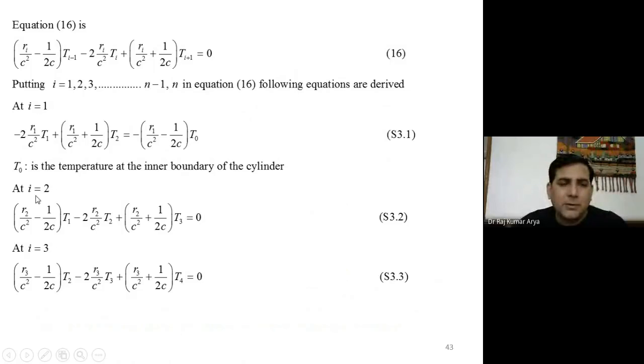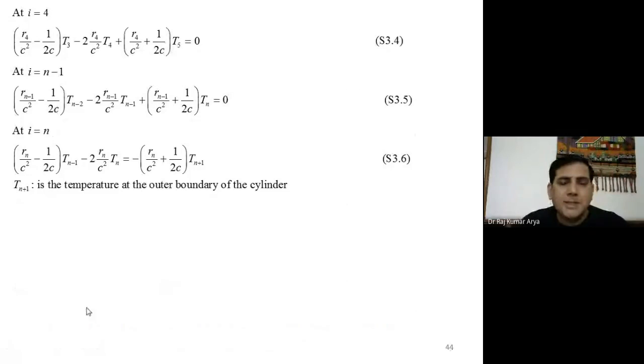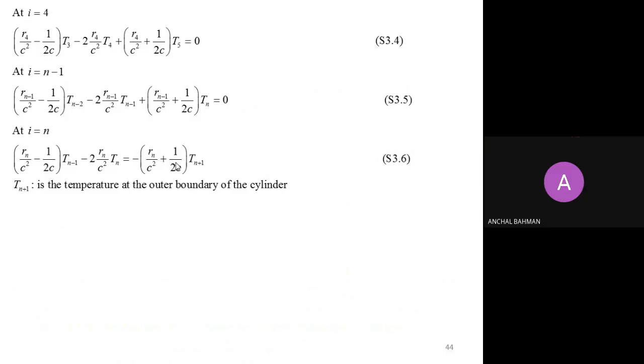Again, with i equal to 2, you got this equation. Then i equal to 3, you got this equation. Keep on doing that. At last, at i equal to n, you got Tn plus 1. So the Tn plus 1 is again your last boundary condition. Fine. So easy to understand, I hope so.